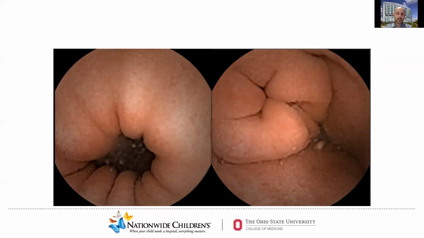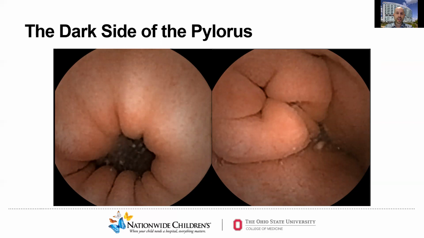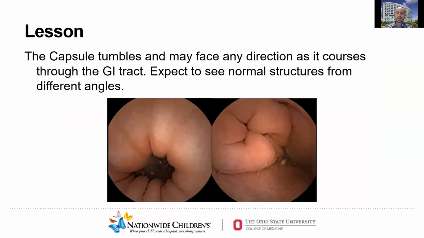And what this actually is, is a view of the pylorus from the duodenum. Most endoscopists can recognize a pylorus viewed from the stomach because that is the standard approach. However, this is called the dark side of the pylorus because it's viewed from the duodenum and not from the stomach. So the lesson here is that the capsule is able to tumble in any direction that it chooses and can face any direction as it courses through the GI tract. So one can expect to see normal structures from different angles than one would see during a conventional endoscopy.